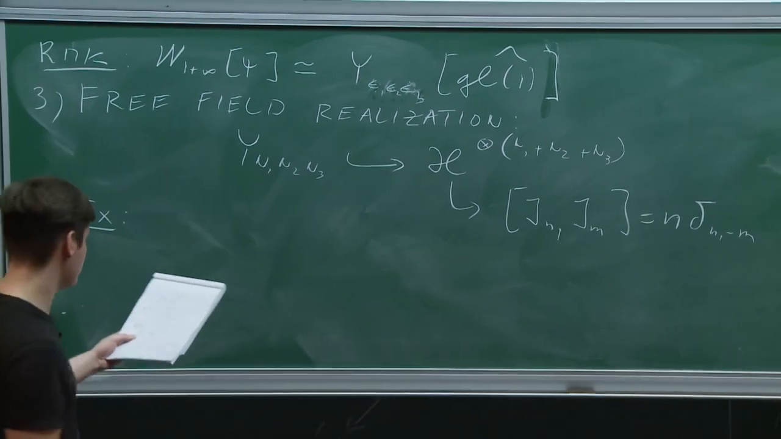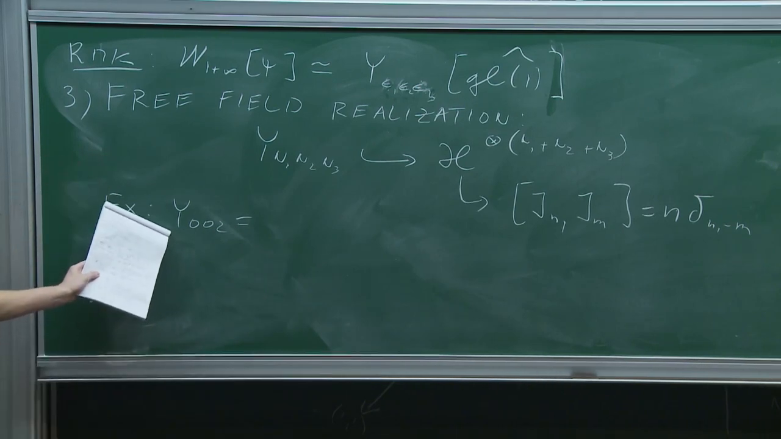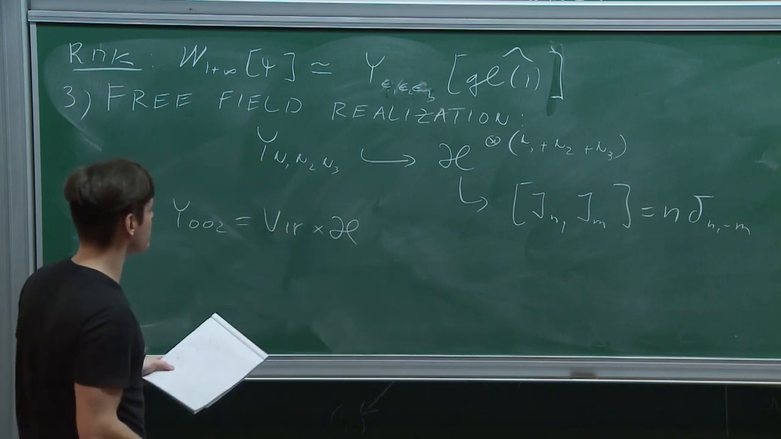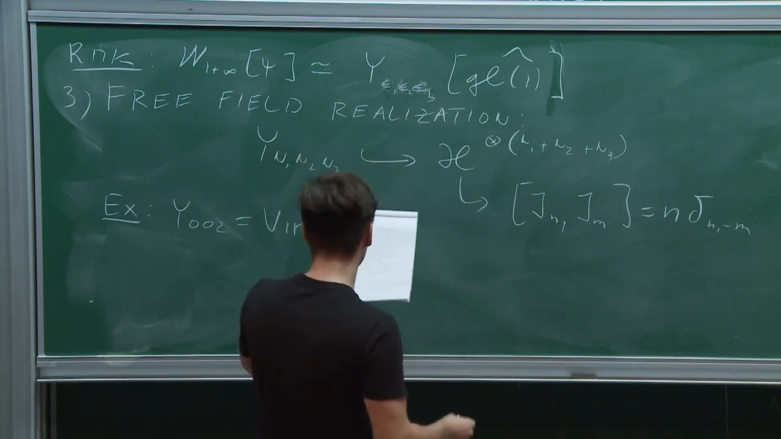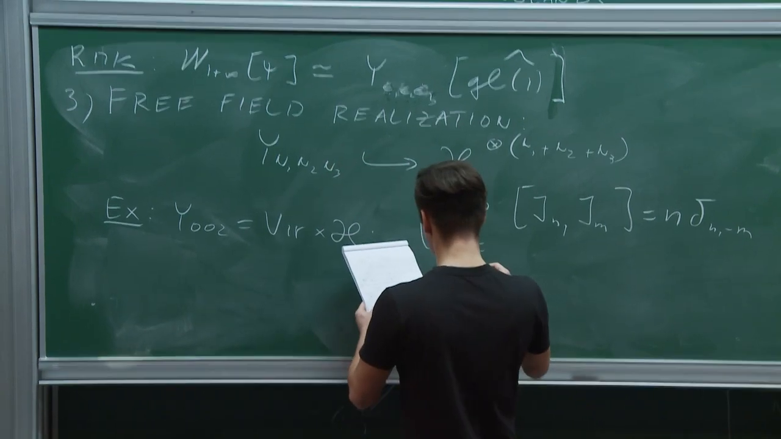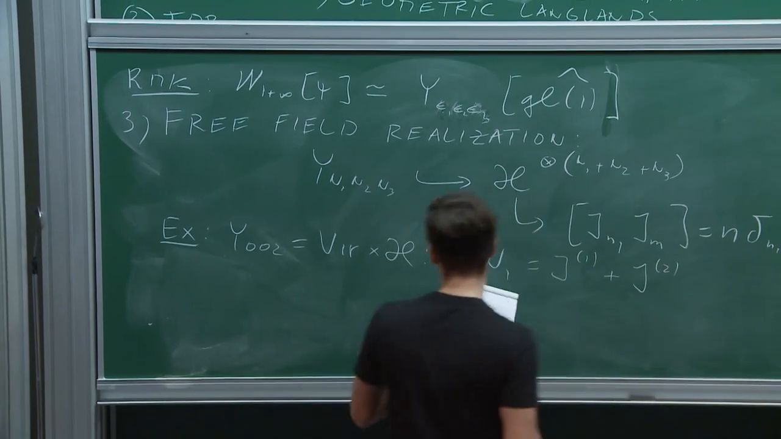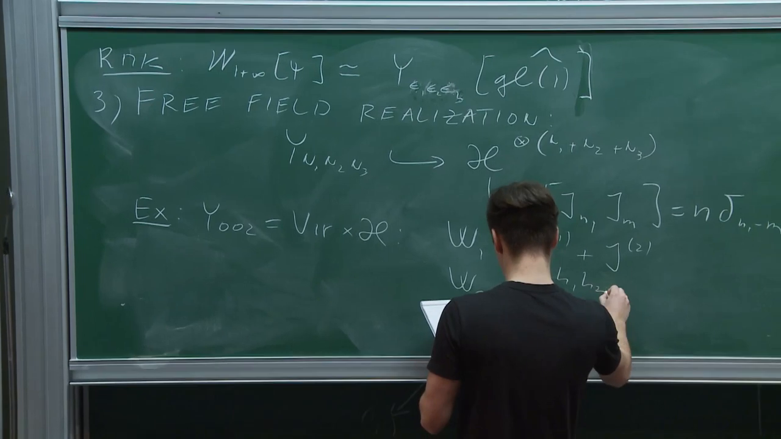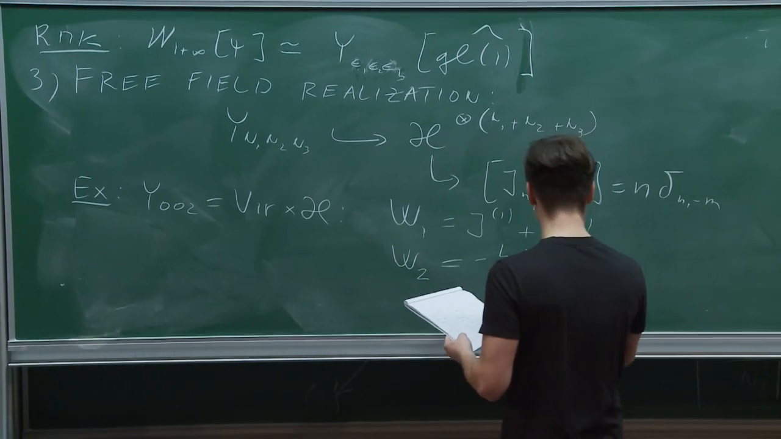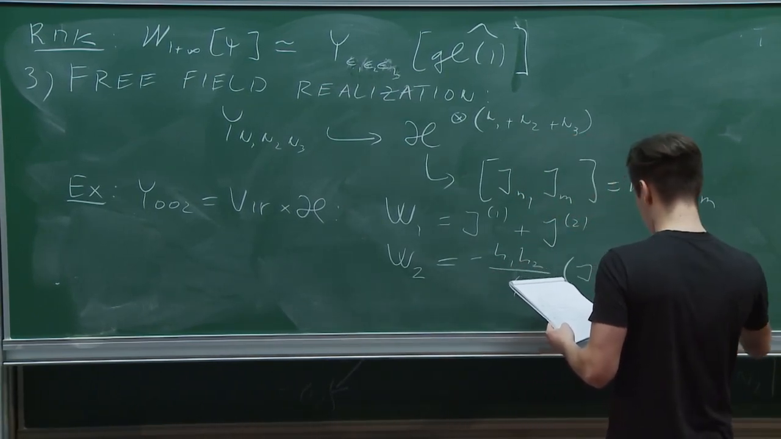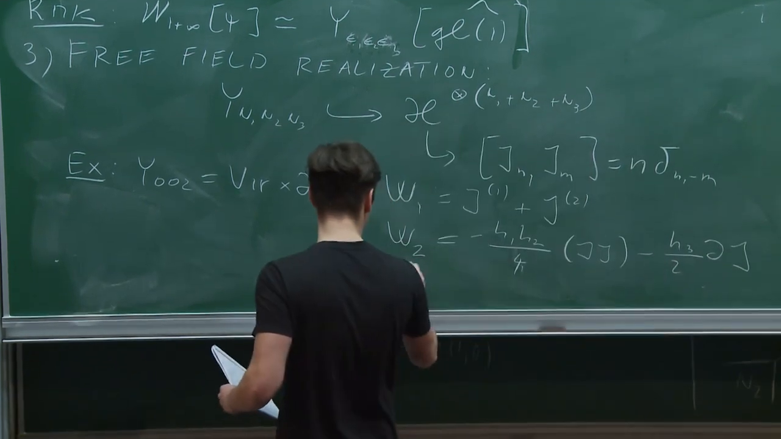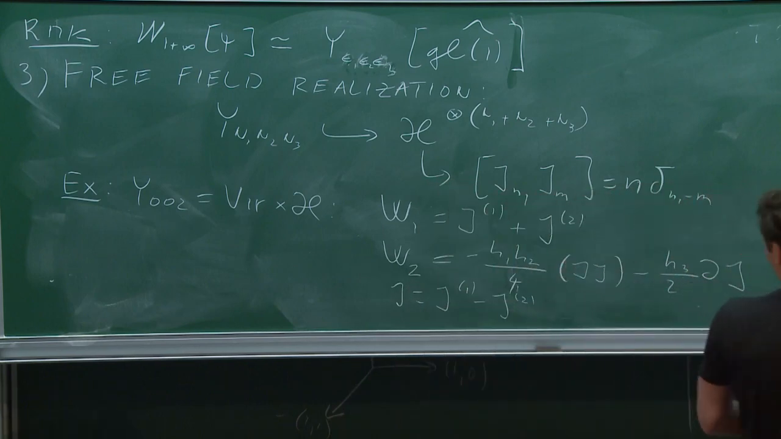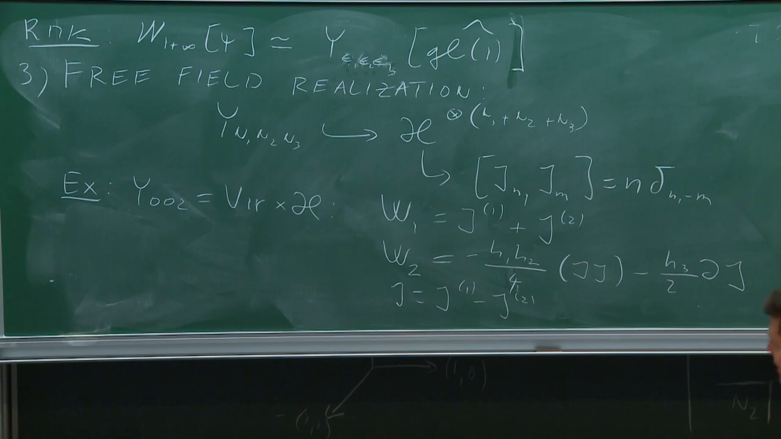So let me just tell you two examples. The first example being this Y002 algebra that we expect to be the W2 algebra, which is the Virasoro times an extra Heisenberg algebra. And one can realize it as a subalgebra of two free bosons by setting this W1 generator to the sum of the two J's, and the Virasoro to be, up to normalization, the following combination, where I've introduced J, that is J1 minus J2. Wherever I write H's, I mean epsilons. Sorry for that.